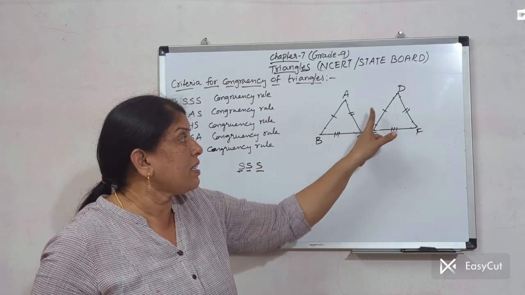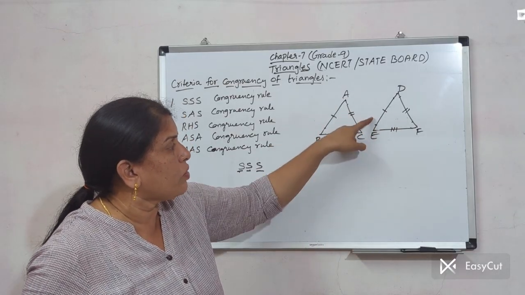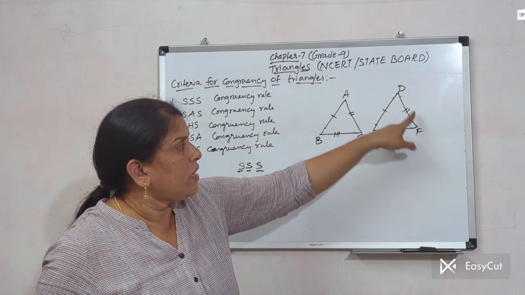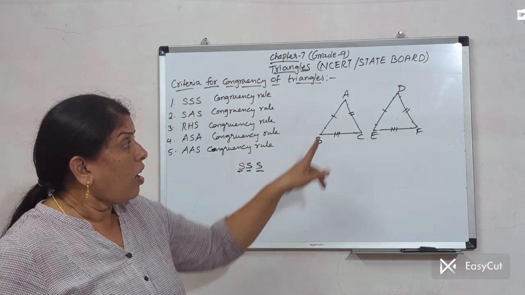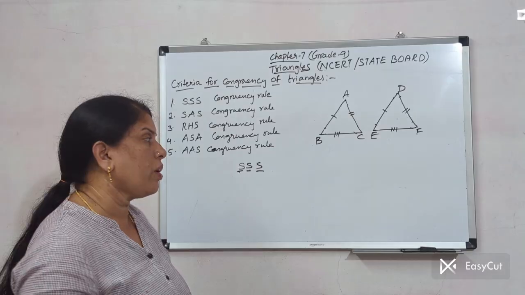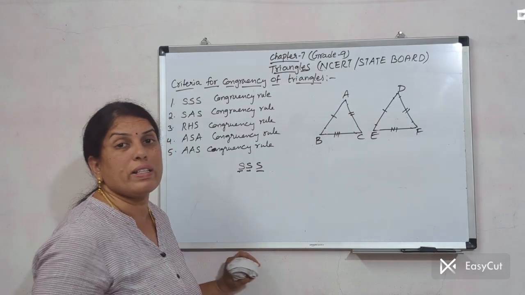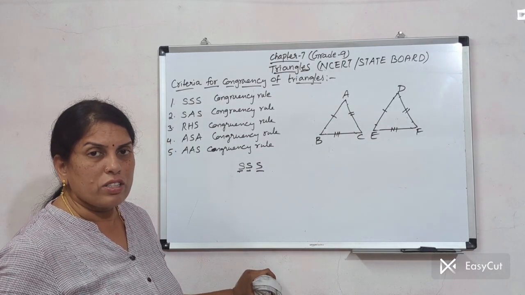Another triangle, all the three sides, that means AB must be equal to DE, AC must be equal to DF, BC must be equal to EF. Then all the three sides are satisfying, so it is called SSS congruency criteria. All of you understood, ma?